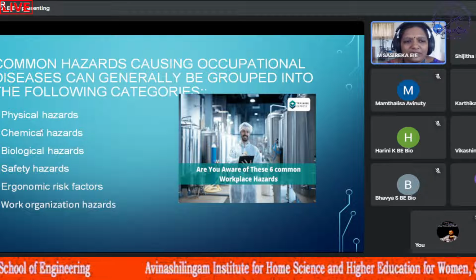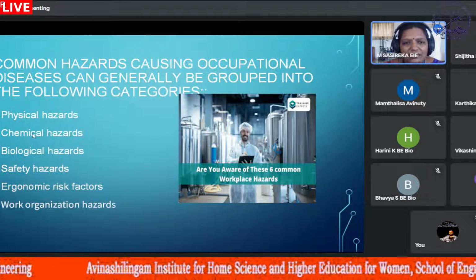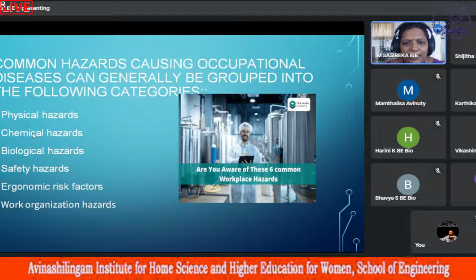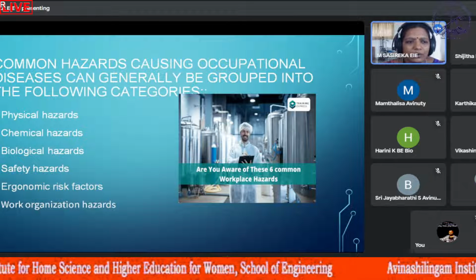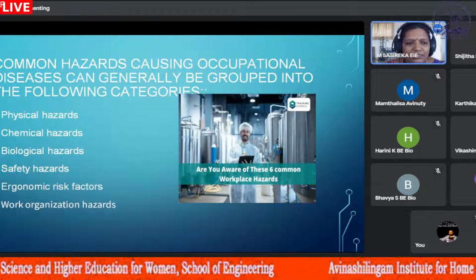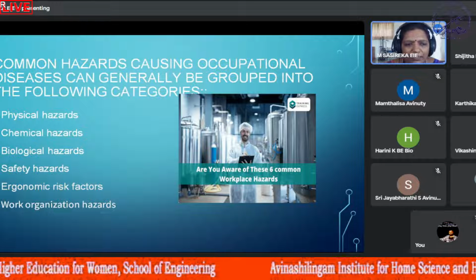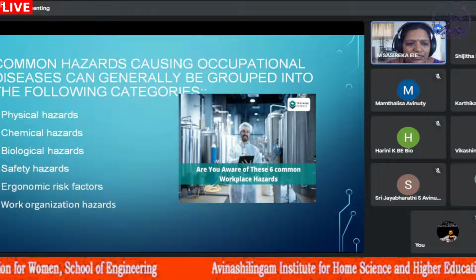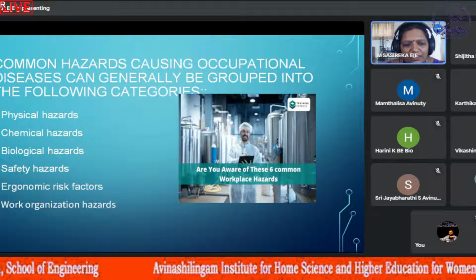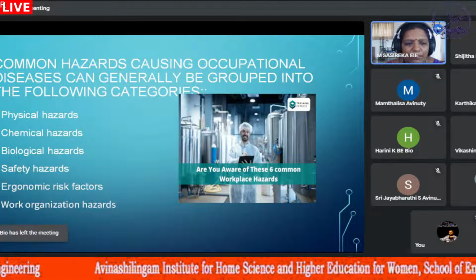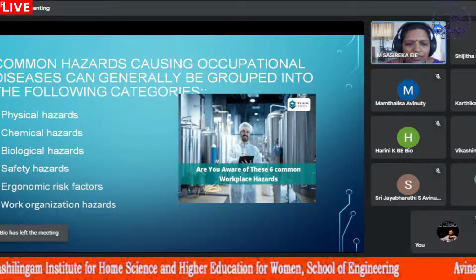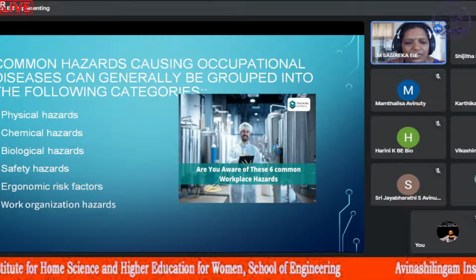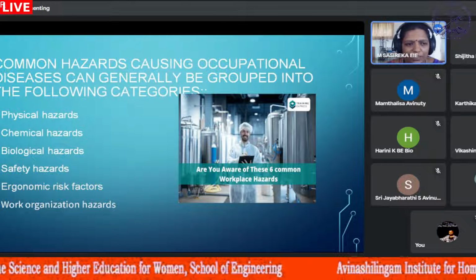First we will see the 6 categories that we have classified in the workplace. The first one is physical hazards, the next one is chemical, the third one is biological hazards, and the fourth one is the safety environment, not hazards actually. Then ergonomic risk factors, and work organization hazards. We will see them one by one.